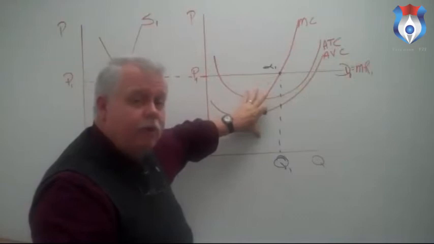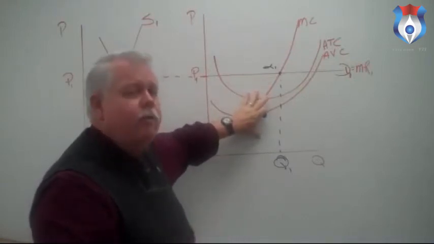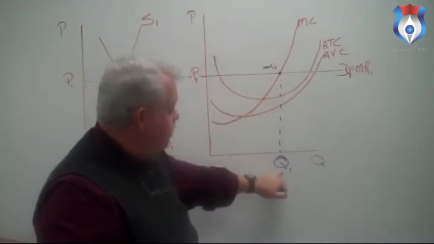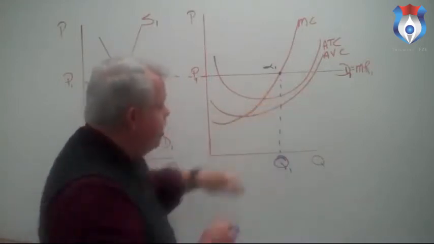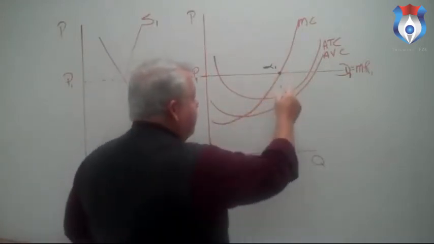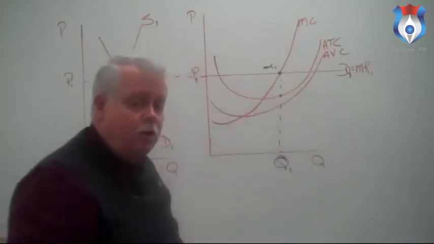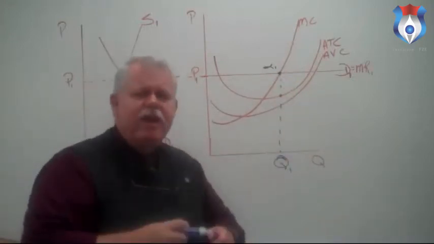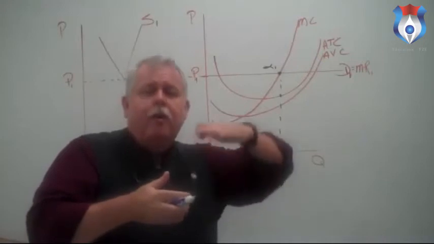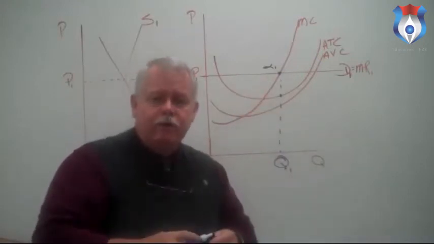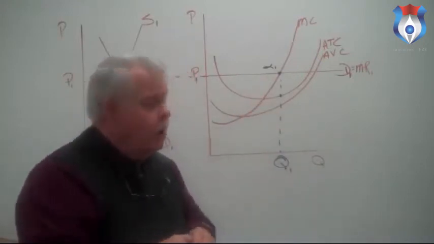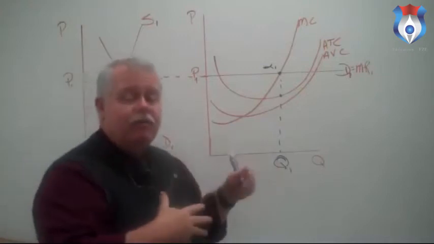How profitable is this company? Are they making an economic profit, or are they losing money? The answer is that at this quantity, when we measure up, the price is higher than the average total cost, and they're making a profit. They're making an economic profit, a profit above a normal rate of return. They're doing very well. What's going to happen in this industry?